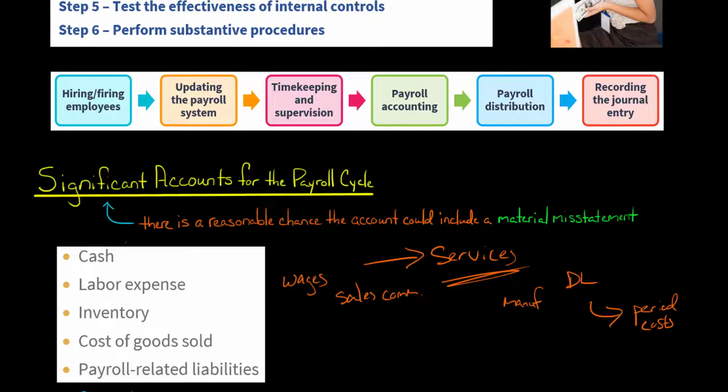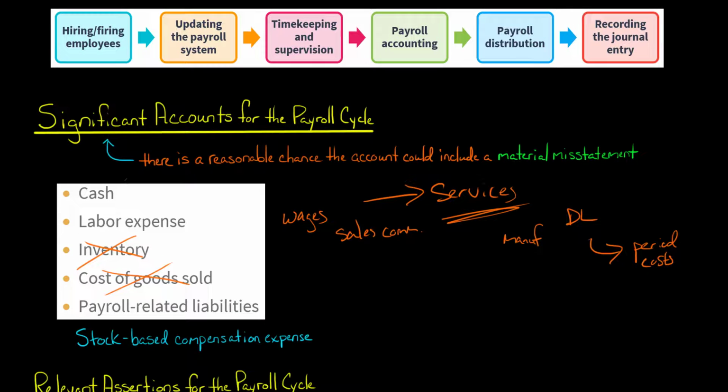Obviously, if we're talking about a service provider, they're not going to have inventory, they're not going to have cost of goods sold, so those would not be significant accounts for the payroll cycle if you're doing an audit of a service provider. Now, payroll-related liabilities, we're thinking about things like the company has a liability related to payroll tax. So a company might understate the payroll tax liabilities.